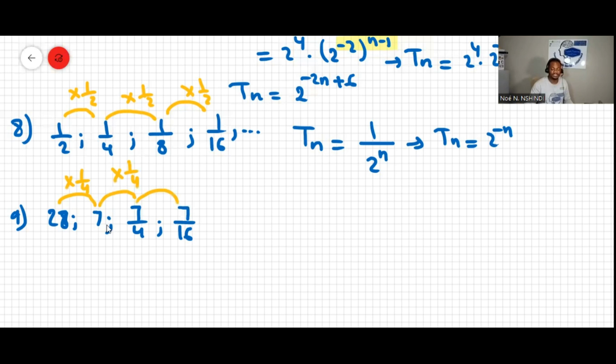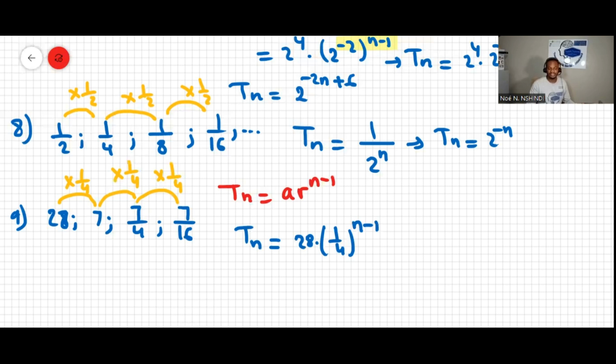Each term is the previous term divided by 4, which means we times by a quarter. Then we can apply our formula that says Tn equals a times r to the n minus 1, where a is the first term, r is the constant ratio. So here Tn will be equal to what? 28 multiplied by a quarter to the power of n minus 1.